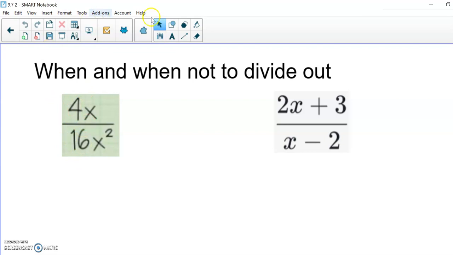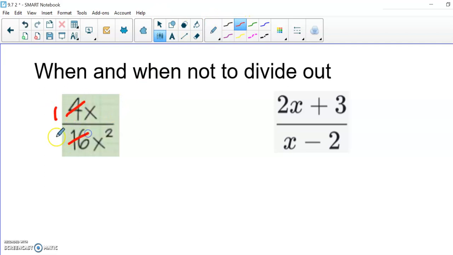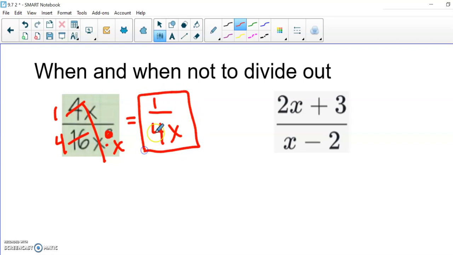Okay, some of you might look at this and say 4x over 16x squared. I know how to simplify that. I'm just going to take 4 into both of those. 4 goes in here once, 4 goes in here 4 times. This has 1x, this has 2x. And remember, x squared means x times x. We can cancel out one of the x's. So we're left with 1 over 4x. And that is how you simplify a rational expression.